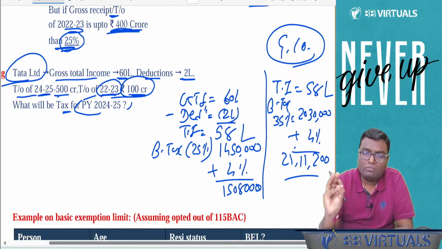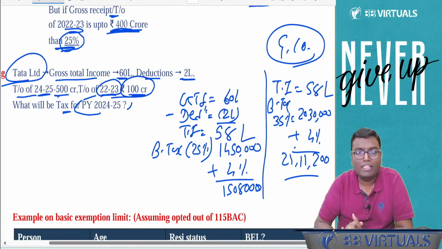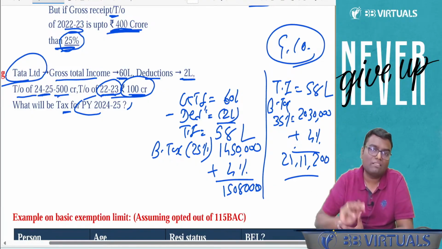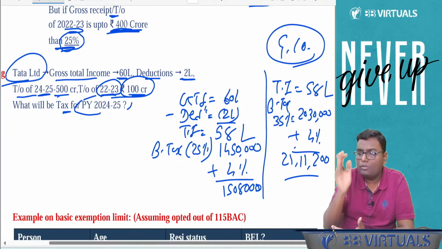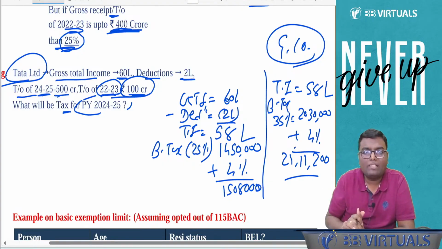For a partnership firm, LLP, local authority, what is the tax rate? Flat 30%. For a cooperative society, what is the tax rate? Up to 10,000 10%, 10,000 to 20,000 20%, above 20,000 30%.